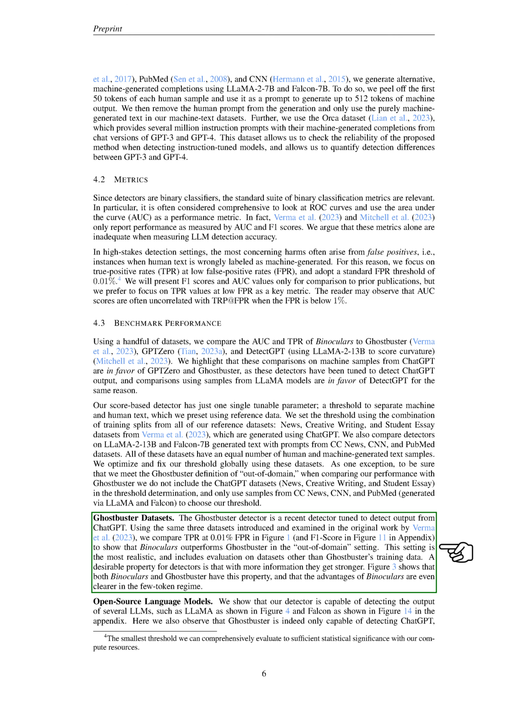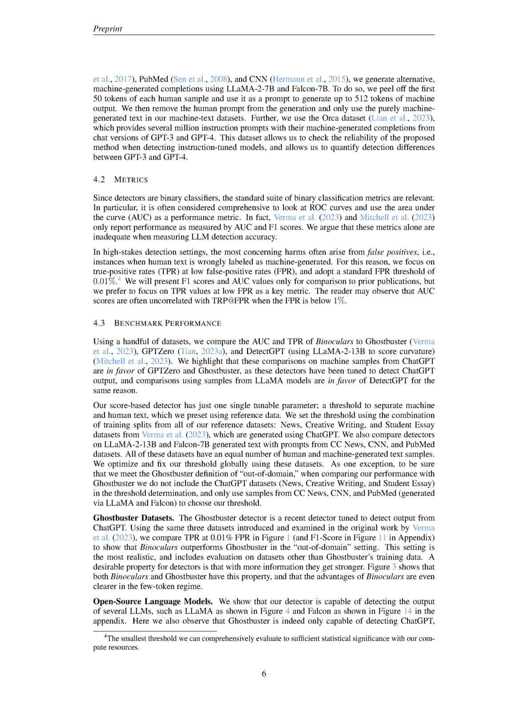Both Binoculars and Ghostbuster improve with more information, but the advantages of Binoculars are even clearer in the few token regime. Finally, we demonstrate that our detector is capable of detecting the output of several LLMs, such as Llama and Falcon. We also observe that Ghostbuster is only capable of detecting ChatGPT, and it fails to reliably detect Llama-generated text.